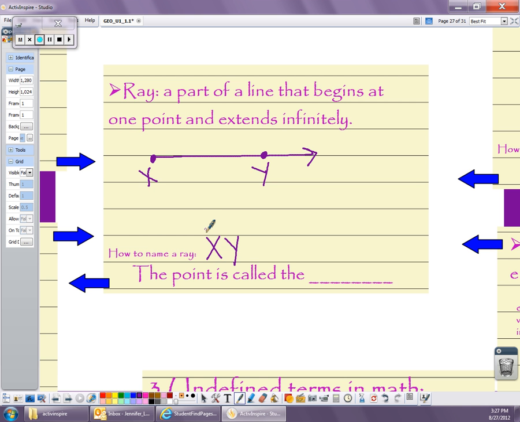Wherever your endpoint is should be the first letter, and it goes towards the point Y. Remember that the X is your endpoint, and I'm going to abbreviate point, PT, and Y is the side of the arrow, and the point is called the endpoint. Okay? Remember, if you need more time, push pause.